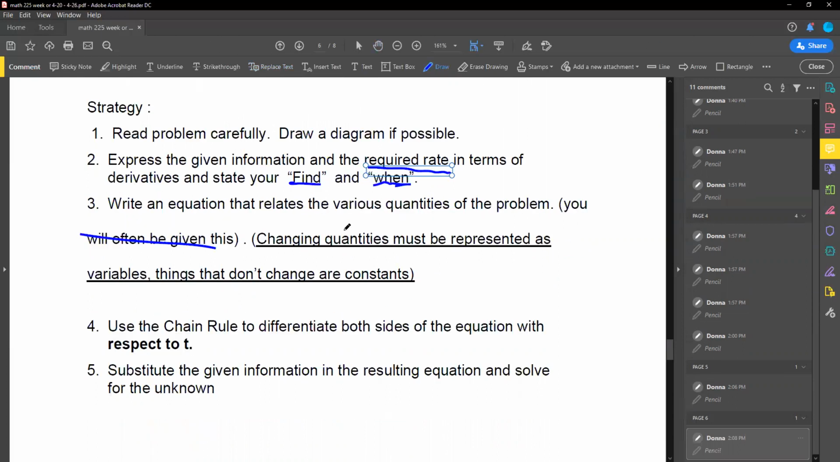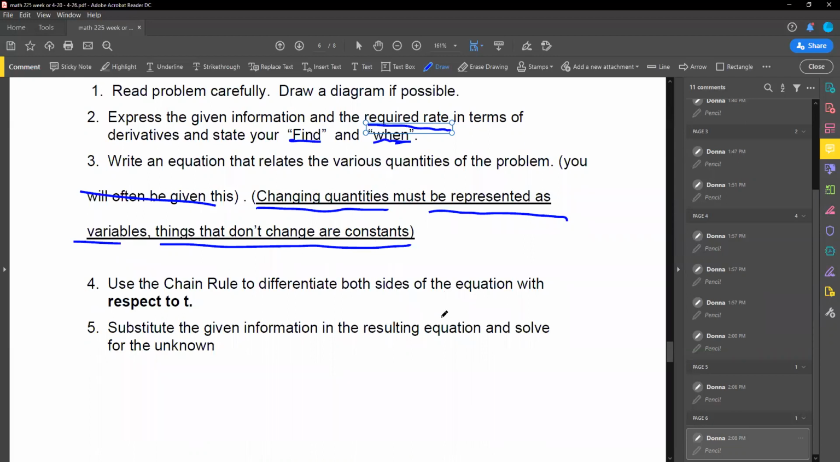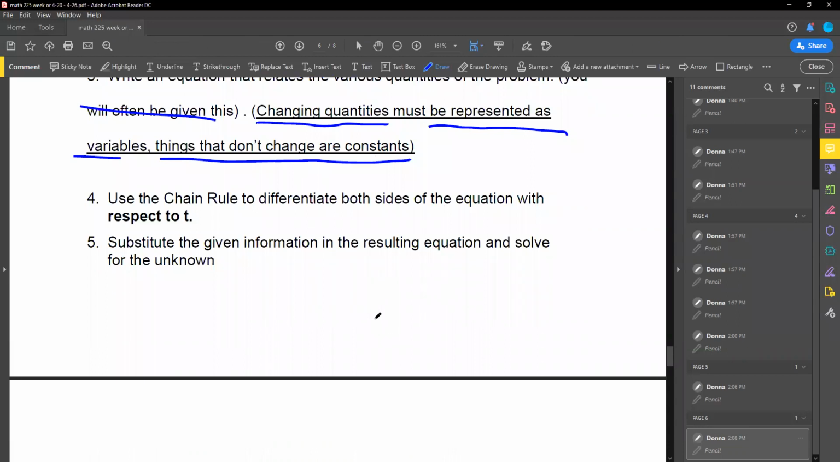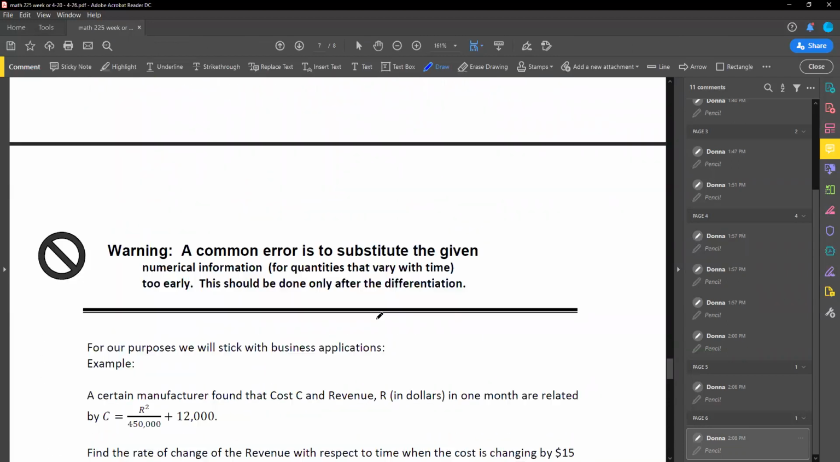And the thing to keep in mind when working these equations, if it's changing, it must be represented as a variable. Things that don't change are constants, like with the ladder above, the length was 15, it didn't change. But if it's changing, it's a variable, and you keep it as a variable until after you take the derivative. All right, so we're going to most likely be differentiating everything with respect to t, and after you differentiate, then you substitute in all your values, okay?